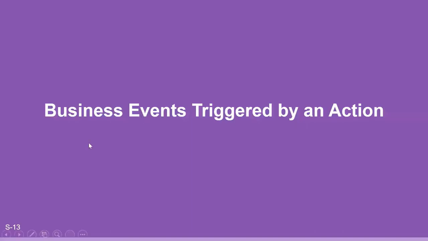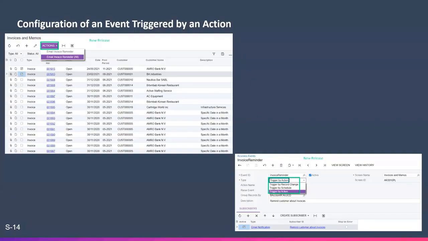Business events triggered by an action. A new type of business event that is triggered by an action has been introduced in this version. This type of event can be set up if a generic inquiry is used as a source for data monitoring. The following screenshot displays what changes have been made on the invoice and memos form, as well as on the business events. We have another type included, which is triggered by action.